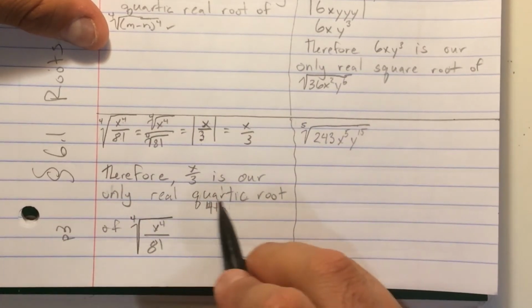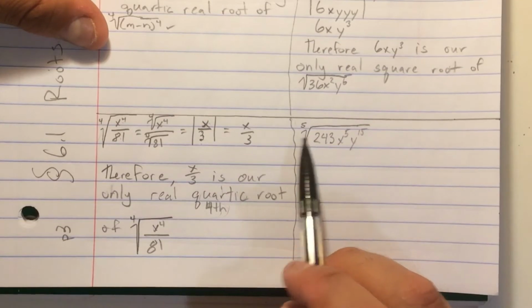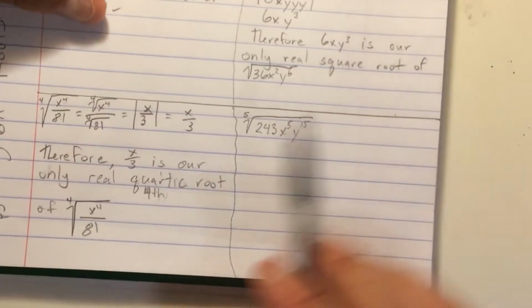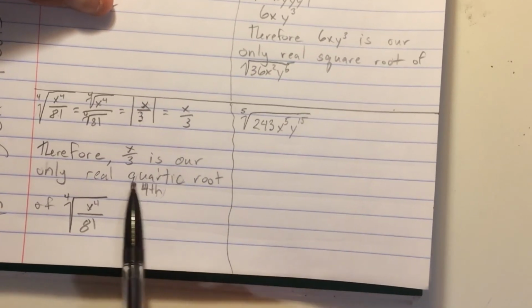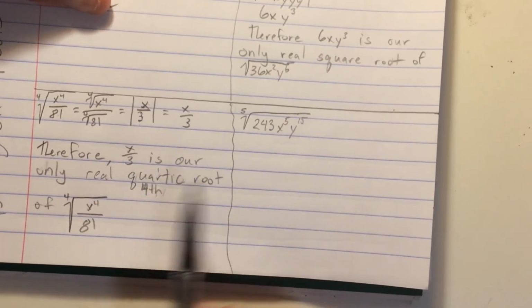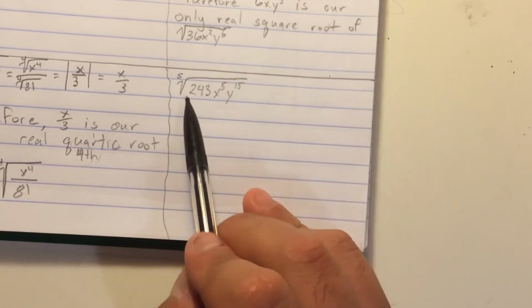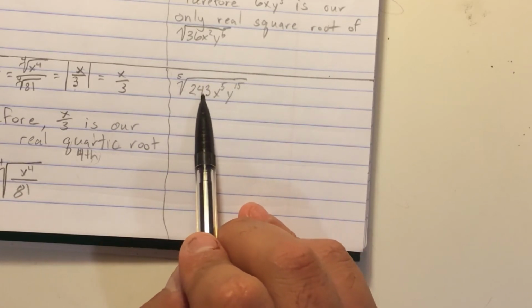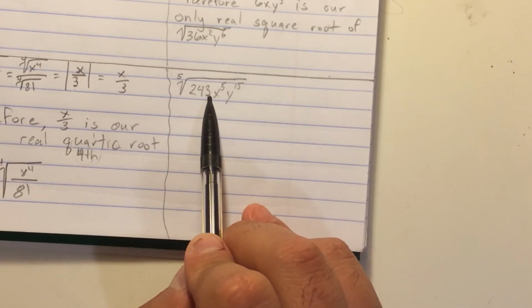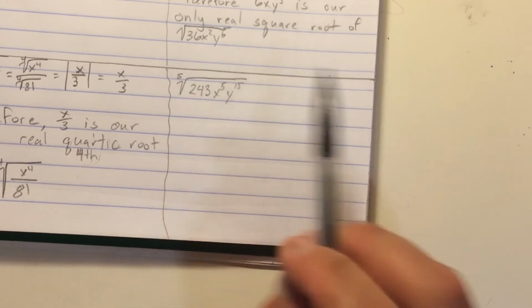I'm going to start writing these here because when we have fourth root, fifth root, sixth root, it's better to say fourth root than quartic. I guess quartic is better vocabulary, but fourth root makes it a little easier to see. All right, so now we have our fifth root of 243 times x to the fifth, y to the 15th.